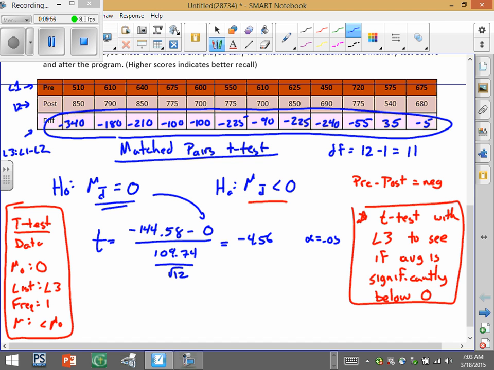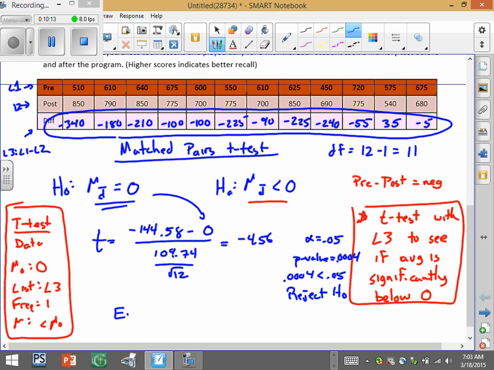We'll use alpha at 0.05. Our p-value is 0.0004. 0.0004 is definitely less than 0.05, so we'd reject the null in favor of the alternative.